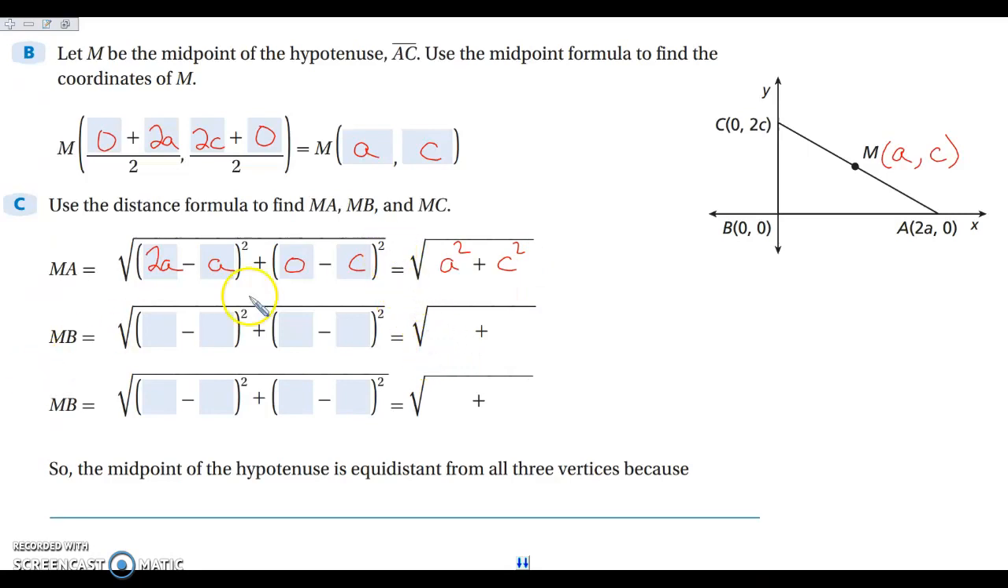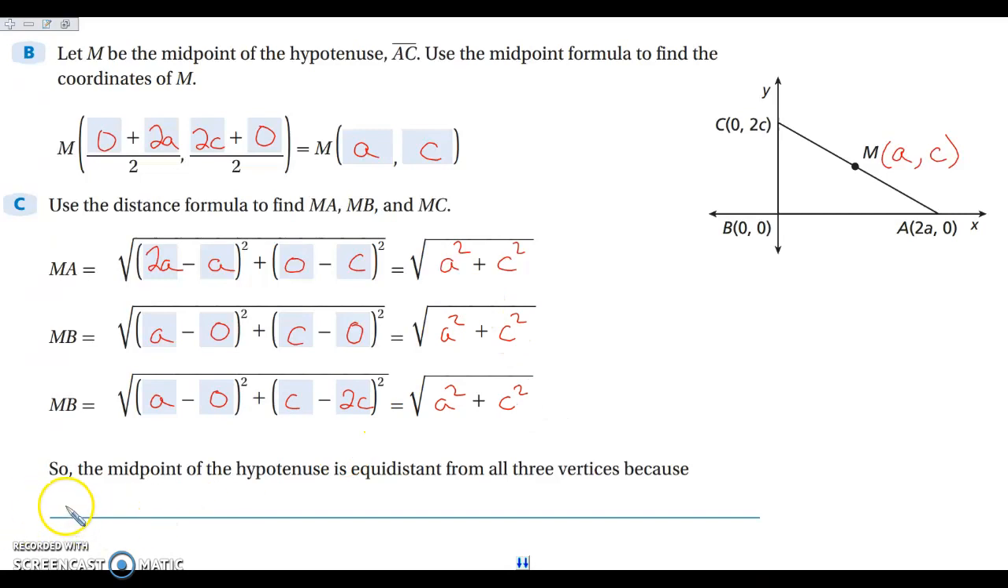All right, so now we're going to do the same thing with MB. I'm going to call this x2, y2, subtract 0, 0. So I'm going to do a minus 0 quantity squared, and c minus 0, so I'm subtracting my y's. This is a, squared, so we get a squared. C minus 0 is c, squared is c squared. Then same thing here: a minus 0, and c minus 2c. So a minus 0 is just a, squared we get a squared. C minus 2c is negative c, squared is just c squared.